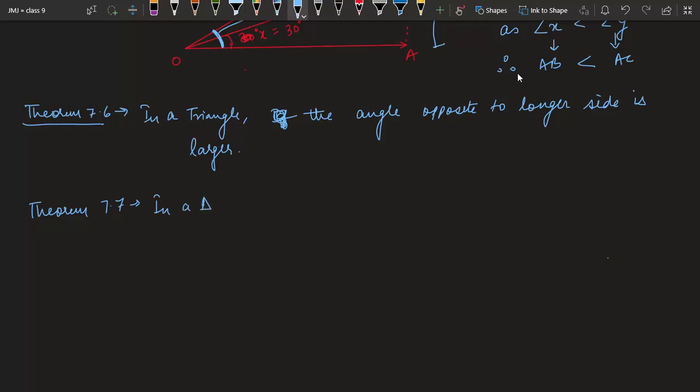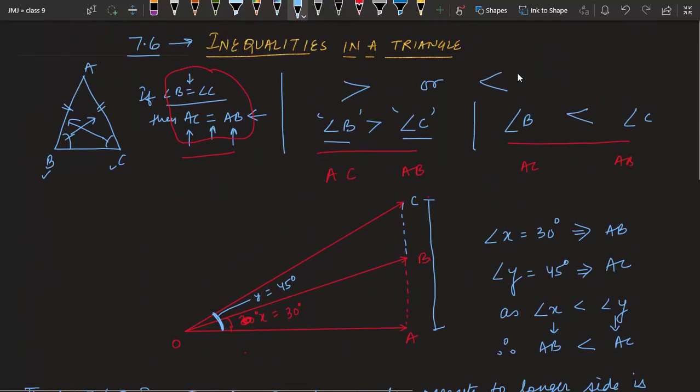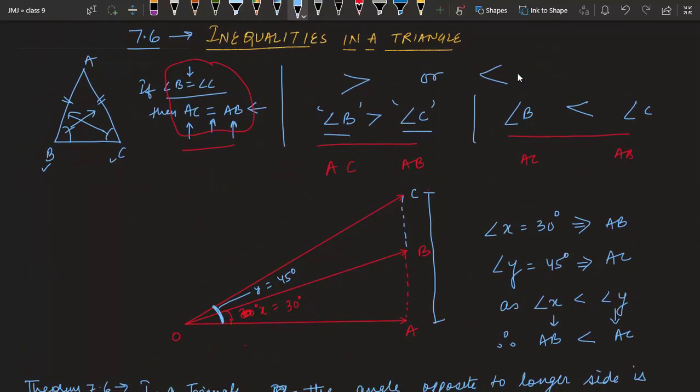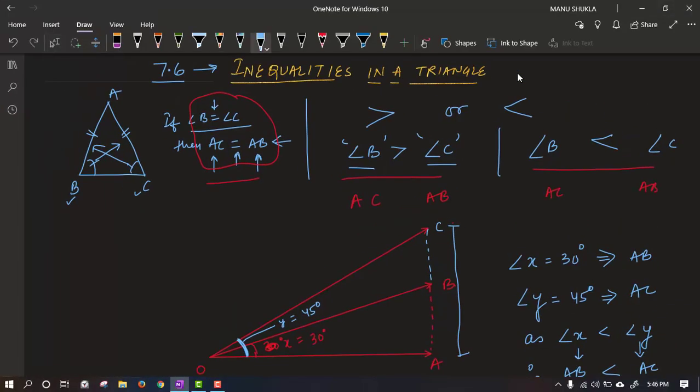In a triangle, the side opposite to the larger angle is longer. Now, this can answer our question. So, if angle B is more than angle C, now as angle B is more than angle C, we can say AC, which is opposite to angle B, should be larger than AB, and in this case AC should be smaller than AB.